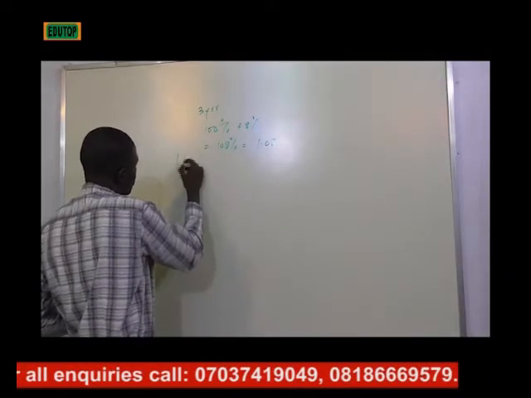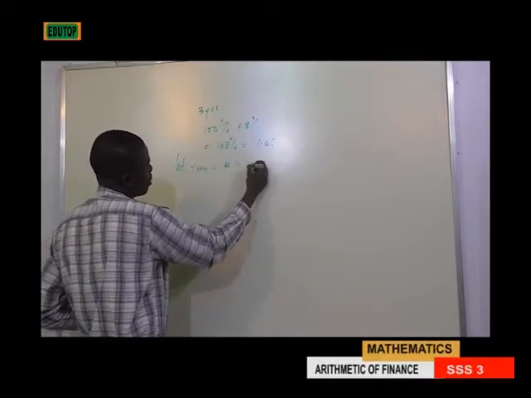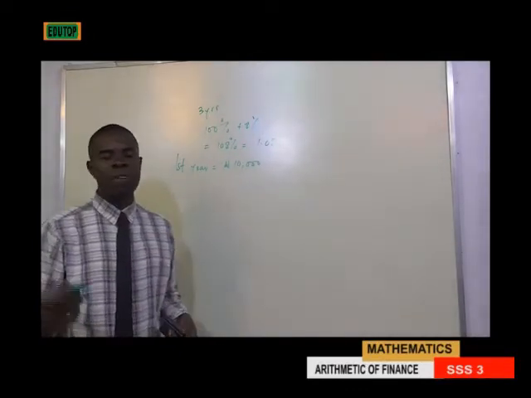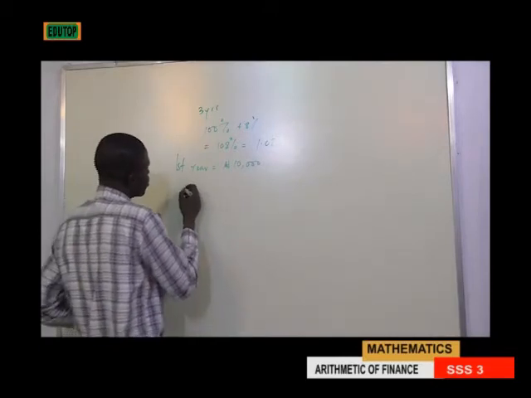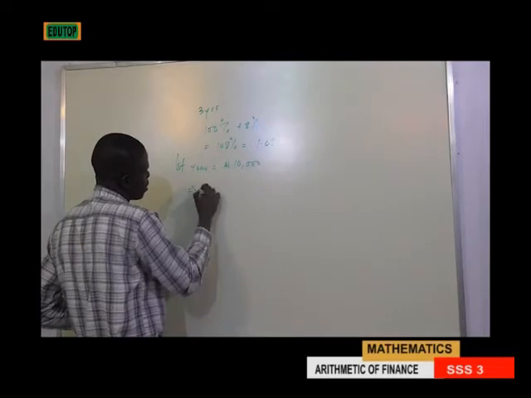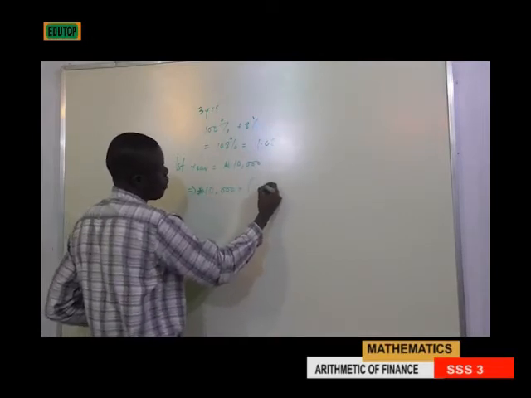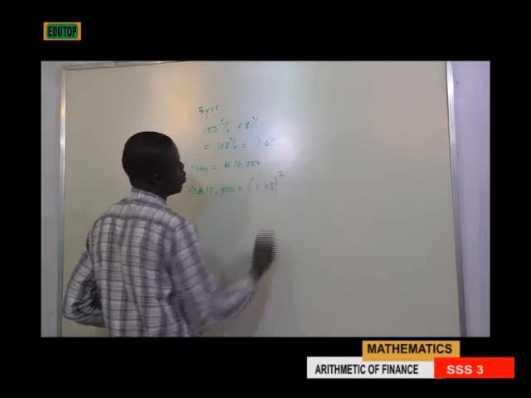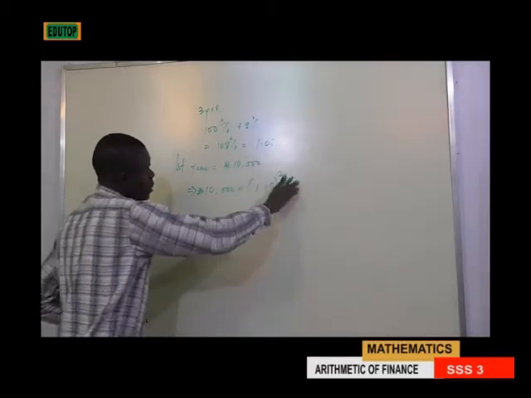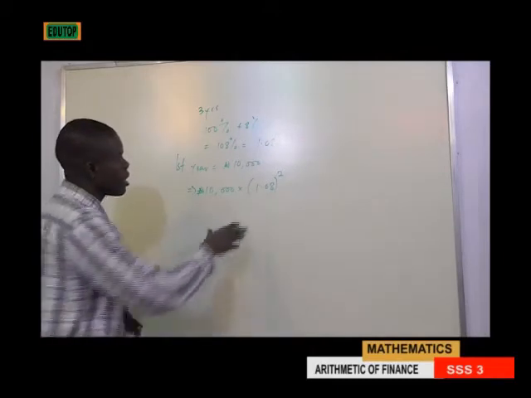For the first year, we have 10,000 naira. Since annuity is paid at the end of the first year, what we are going to have will definitely be 10,000 naira times 1.08 raised to power 2. The reason it is raised to power 2 is because the annuity is paid at the end of the first year, making it 2.